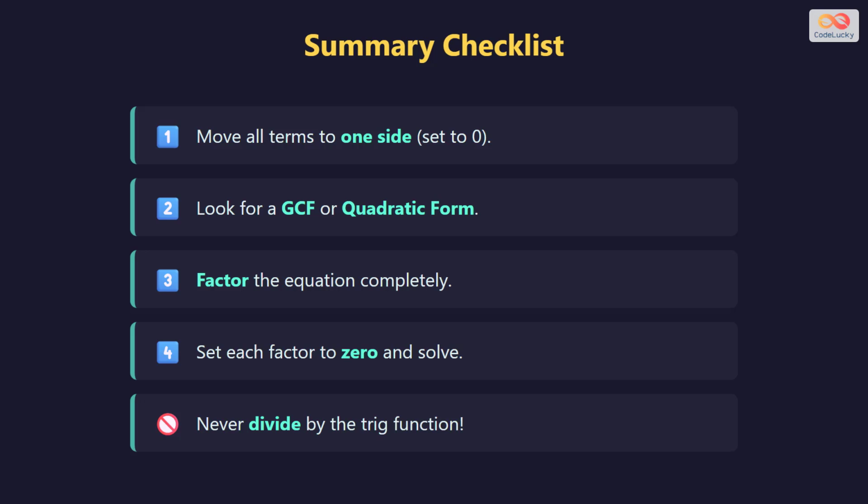To summarize, here is your checklist for success. 1. Move all terms to one side so the equation equals 0. 2. Identify if it is a GCF problem or a quadratic form. 3. Factor the equation completely. 4. Set each factor to 0 and solve for the angle. And remember, never divide by the variable or function you are solving for. Follow these steps, and you will master these equations in no time.